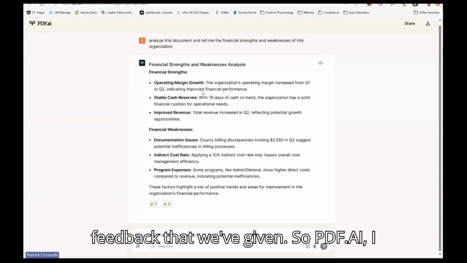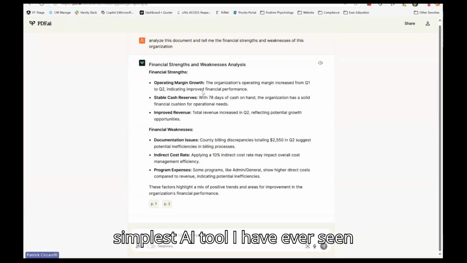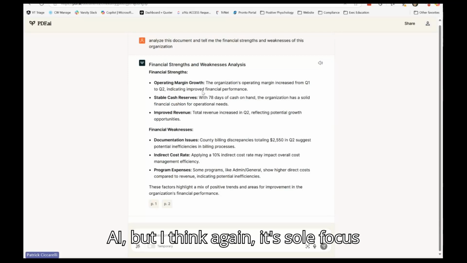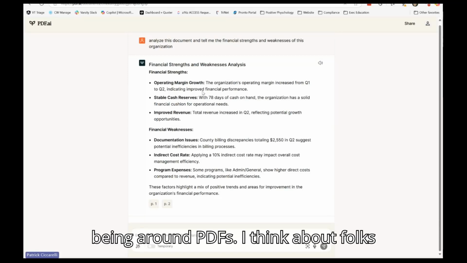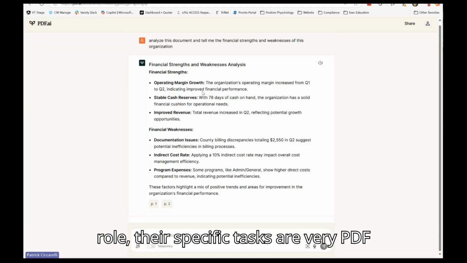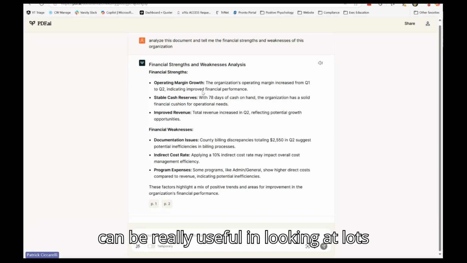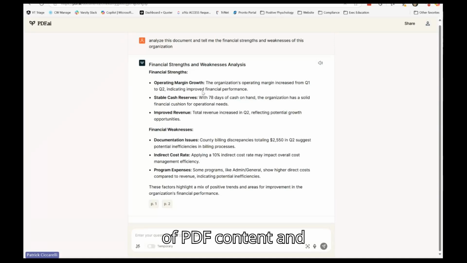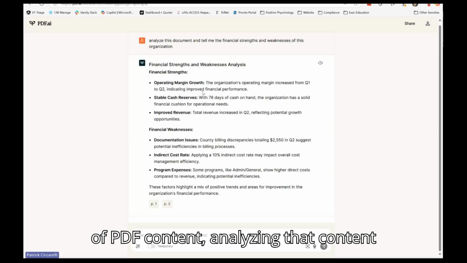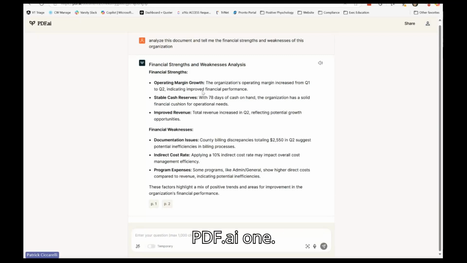So PDF.ai, I think this is probably the simplest AI tool I have ever seen at this point. And it's still generative AI, but its sole focus is PDFs. I think about folks I've met over the years whose roles and specific tasks are very PDF heavy. And I think this type of tool can be really useful for looking at lots of PDF content, summarizing it, pulling data out of it, and analyzing that content can be a really good use. So that's the PDF.ai one.